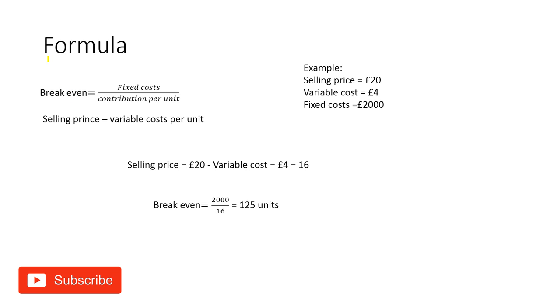Good stuff. So here's a formula that we're going to use to understand our break-even. So break-even is fixed cost divided by contribution per unit. So you might be thinking, what is contribution per unit? Contribution per unit is the selling price take away how much it costs us to make the product. So if the selling price is £20 and it costs us £4 to make it, that's a variable cost, then our contribution per unit will be £16 we'll be making from one product. So selling price take away variable cost per unit is contribution per unit.